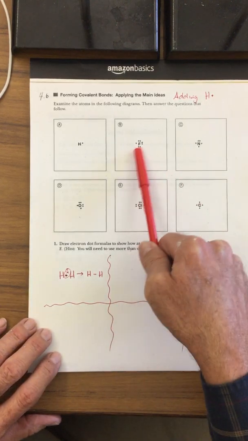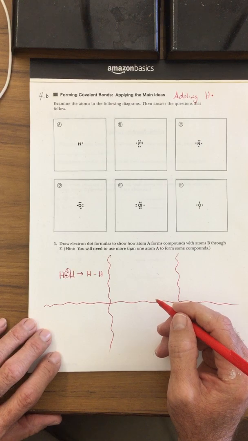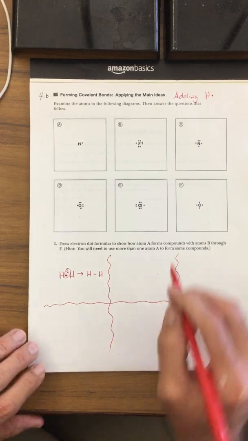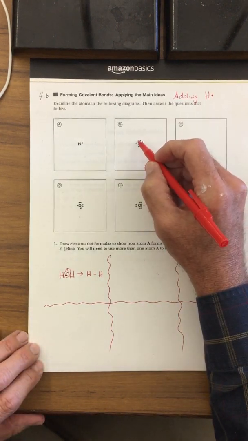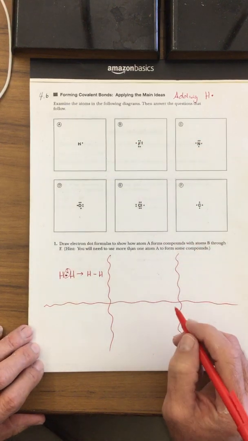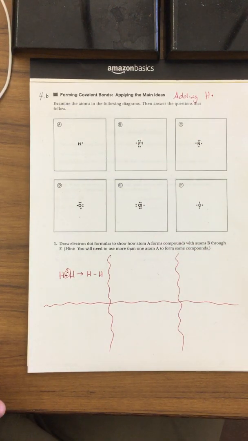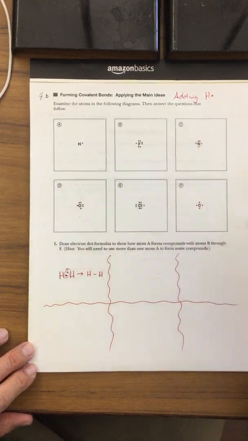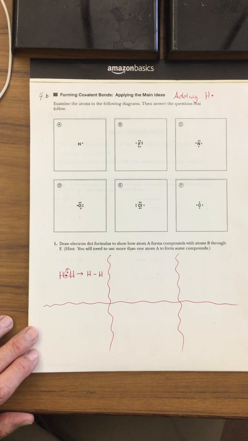So the next one's going to be fluorine. If you take a look at fluorine, fluorine has 7 valence electrons, outer electrons, 1, 2, 3, 4, 5, 6, 7. Okay? How many does it need to be complete? It needs to have the magic number of, what is it? 8. So how many does fluorine need to be complete? It has 7, it needs 8, therefore it needs 1.